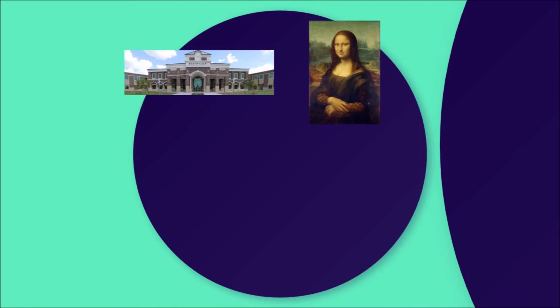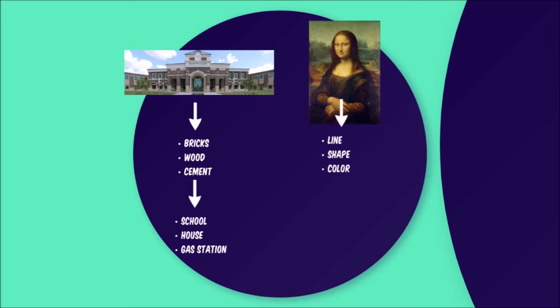Now, we know that if we want to construct a building, we would need building elements such as bricks, wood, and cement. We also know that we can make different types of buildings depending on how we arrange those elements. Similarly, if we want to make a piece of visual art, we know we would need to use the elements such as line, shape, and color to create it. But how do we use these elements effectively to make original art? This brings us to the principles of design.